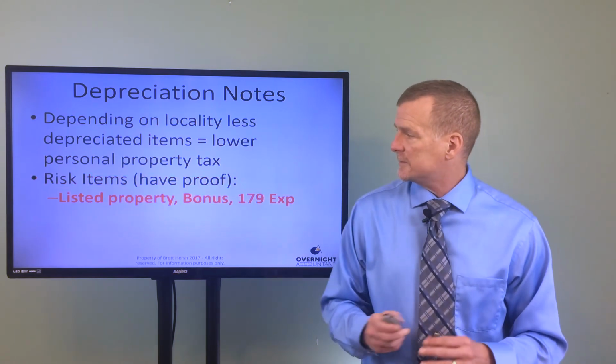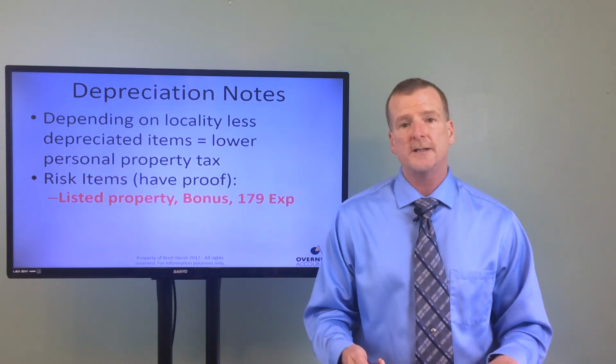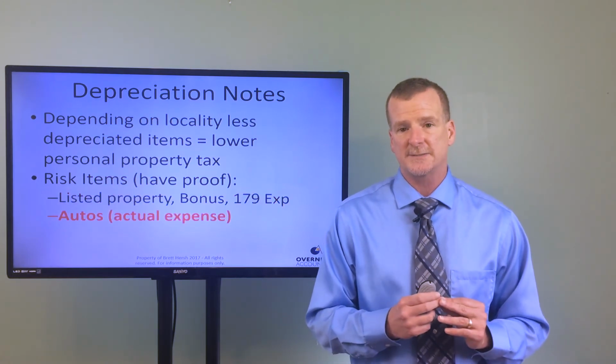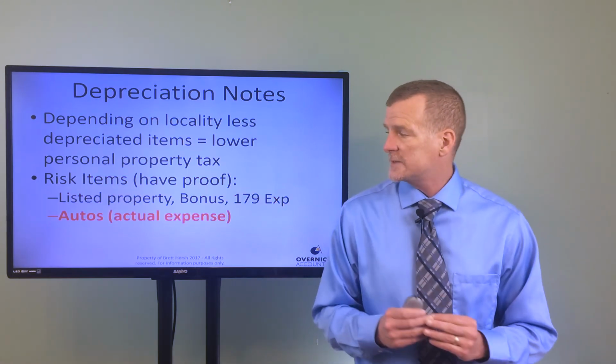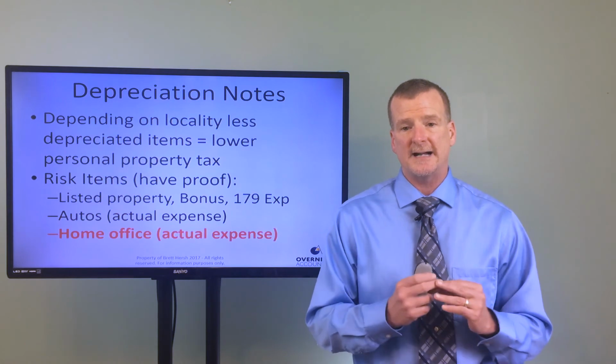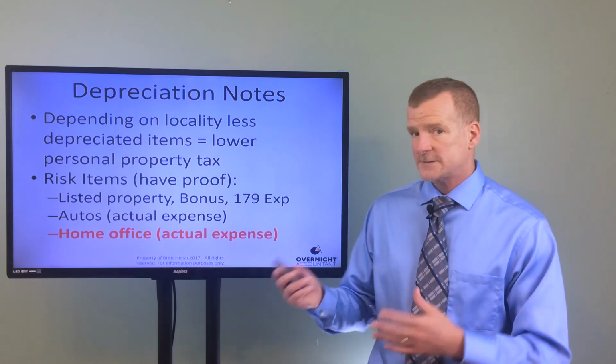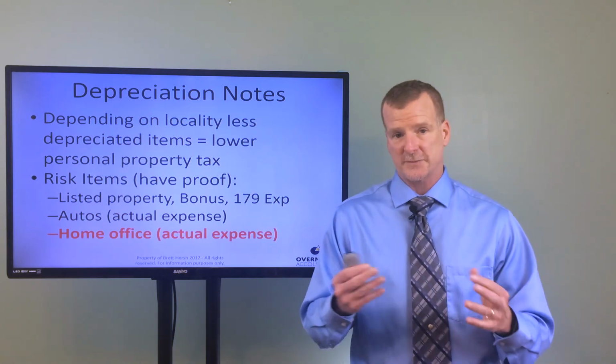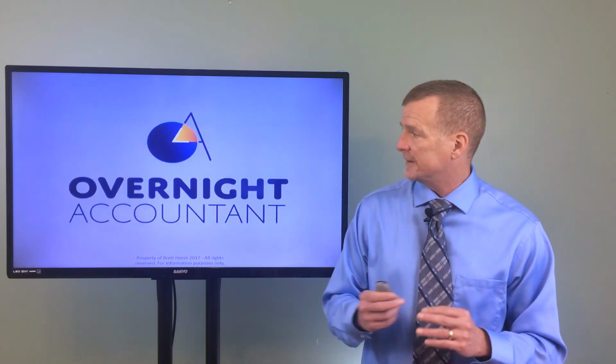Risky items: remember to have proof of listed property, bonus depreciation, and 179 expense. Autos are another risky area, particularly when you're claiming actual expenses. Home office also can create a mess with depreciation, claiming actual expenses.